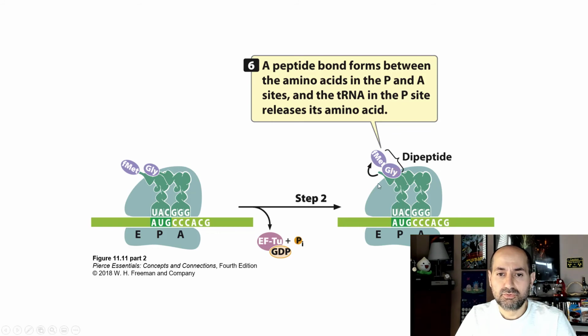So what happens at this point? The ribosome shifts one codon to the right. So the AUG codon moves to the E site, the CCC or glycine codon moves to the P site, and the ACG codon moves to the A site. At that point, the uncharged tRNA exits the E site. A new tRNA matching the codon ACG is recruited to the A site, and the process repeats itself.